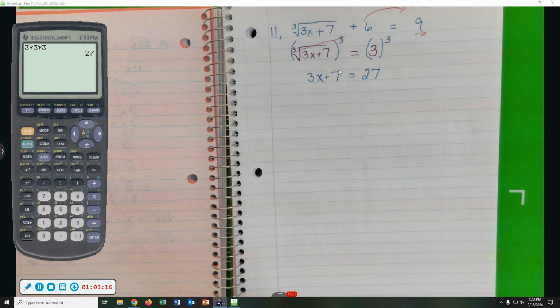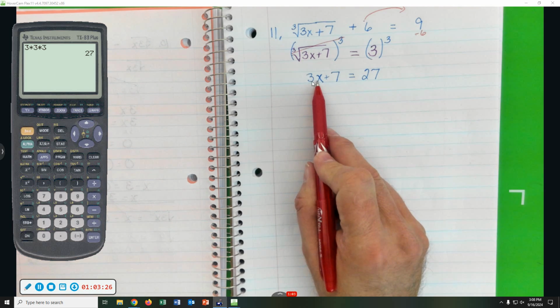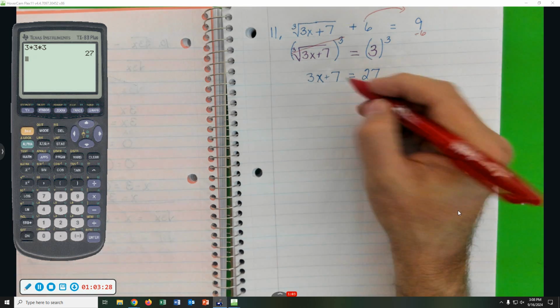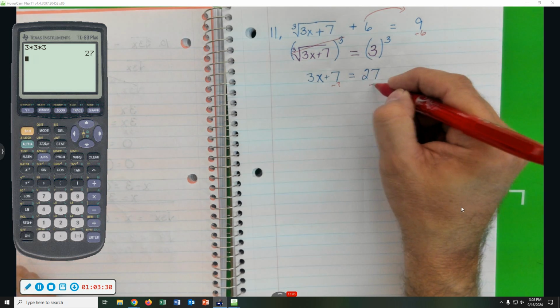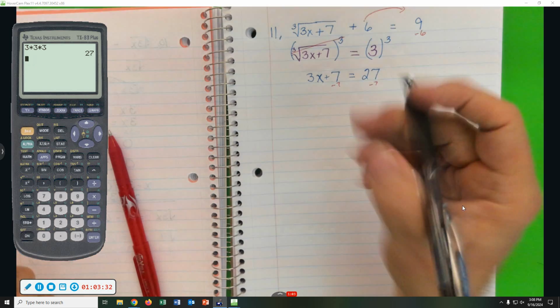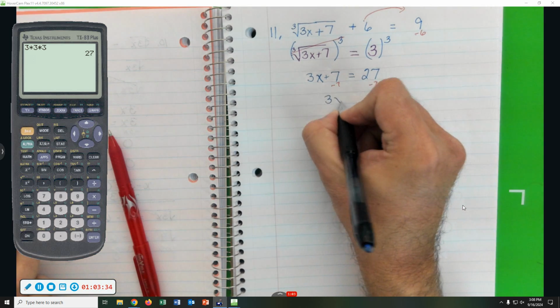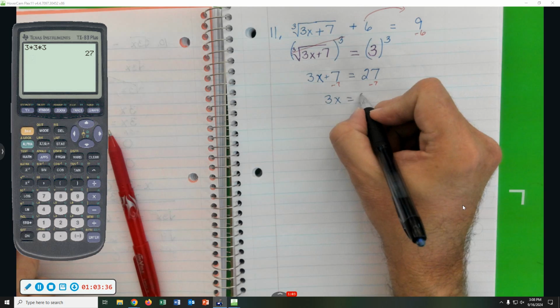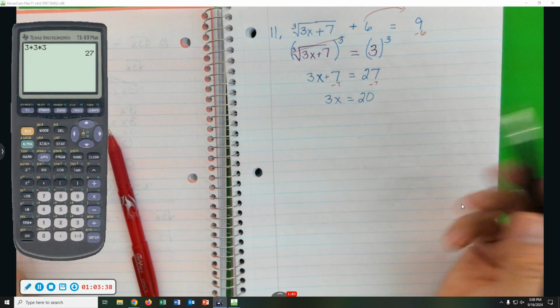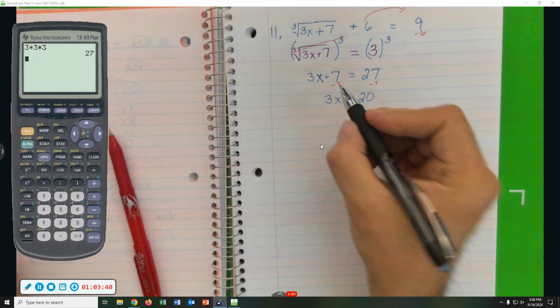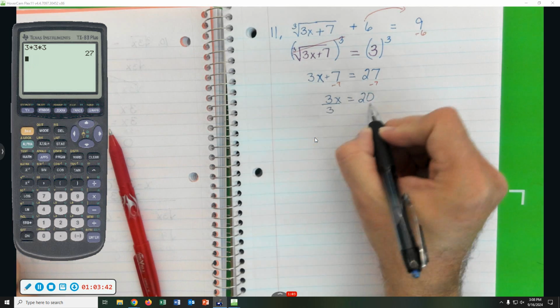Are we going to have to factor or use the quadratic formula? Do we have a quadratic equation? No. It's linear. All you've got to do is get the x term by itself and divide by 3. So we'll subtract 7. 27 minus 7 is 20, and divide by 3 for the first time today.